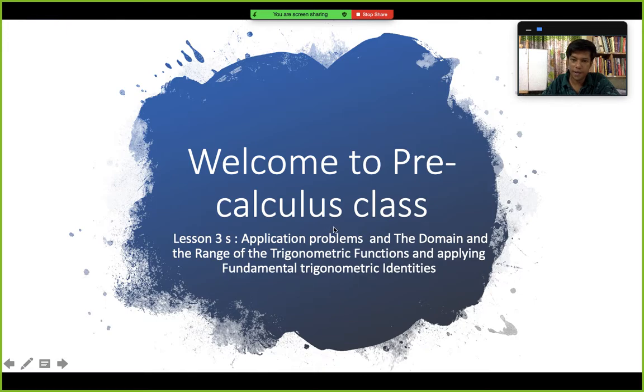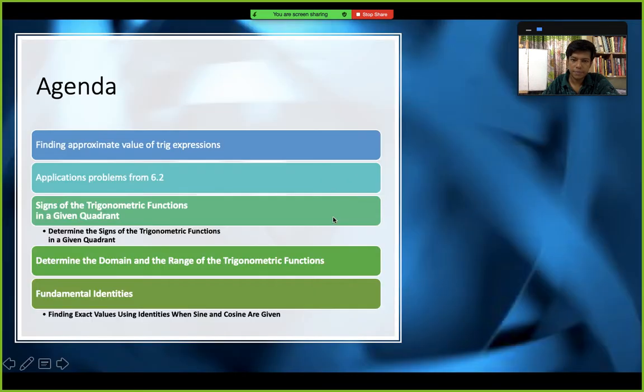Okay, so let's look at the agenda first. Finding the approximate value of the trigonometric functions, application problems from this exercise, then the sign of the trigonometric functions, determining the sign, and applying the fundamental identities. These topics are all related. Okay, so let's have a look.